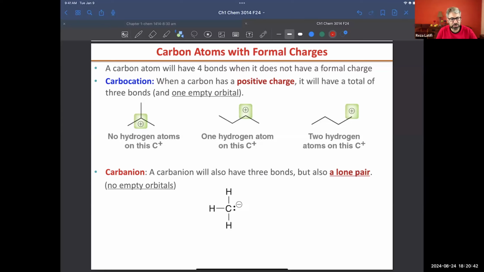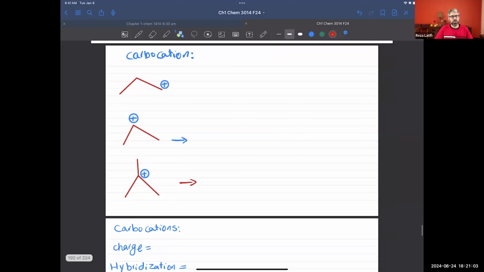Okay, let's go after carbocations. So, carbocations and carbanions. What do we have here? We have carbon with a positive or negative charge. If it has a positive charge, that means it's not octet. It's missing two electrons. And if it's a carbanion, that means it has extra electrons, a lone pair sitting on it. A carbocation is a species with a positive charge.